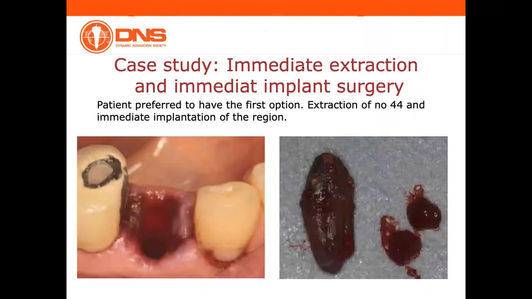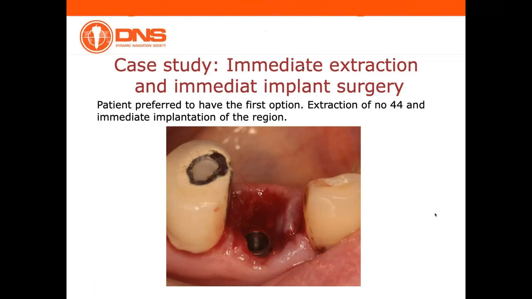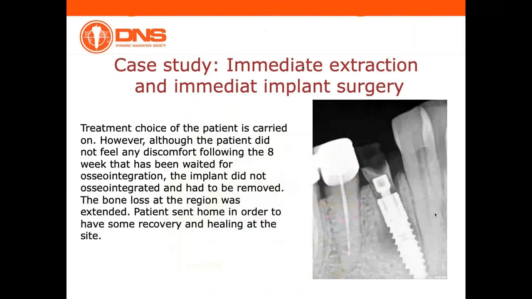She preferred the first option, extraction of number 44 and immediate implantation of the region. So we extracted her tooth. You see the soft tissue and the tooth remnants. And we put an immediate implant. Although the patient did not feel any discomfort, following the 8 weeks that we waited for osseointegration, the implant did not osseointegrate and had to be removed.